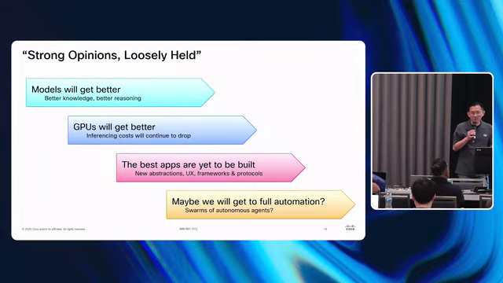And then GPUs continue to get cheaper. Inferencing costs will continue to drop. And I think the best apps are yet to be built, right? With MCP servers, different UX, frameworks, protocols. And then even though we are a little bit scared of full automation, who knows? I think we might get to full automation sooner than we think. So, strong opinions, loosely held.